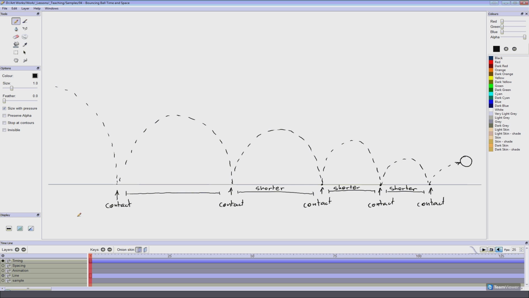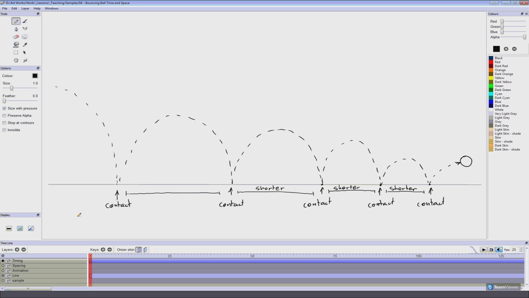Time and space, timing and spacing. This is, I think, one of the most important principles in animation. The whole animation is built on how things move and what is the timing of each action.